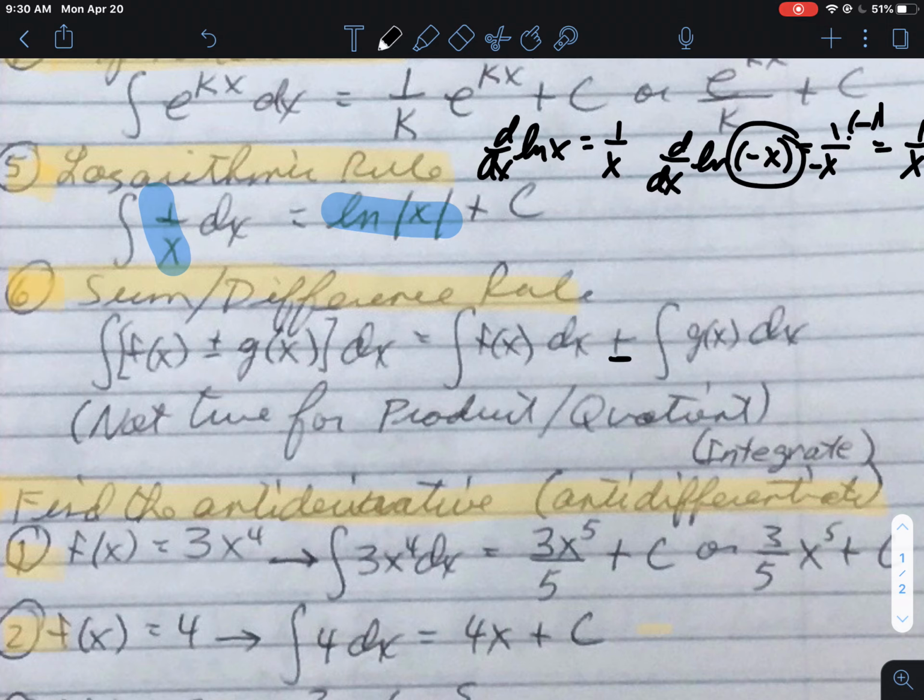Now, notice though that there's not a product and quotient rule here. Right? So the integral of a sum is equal to the sum of the integrals. The integral of a difference is equal to the difference of the integrals. That's not true for products and quotients. The integral of a product is not equal to the product of the integrals, and likewise with quotients.